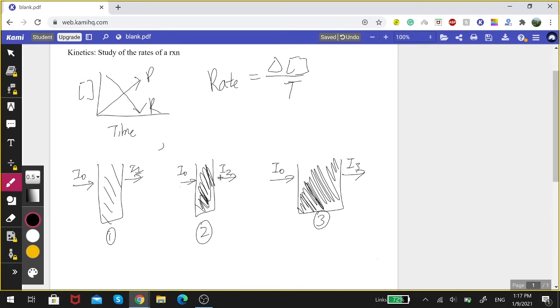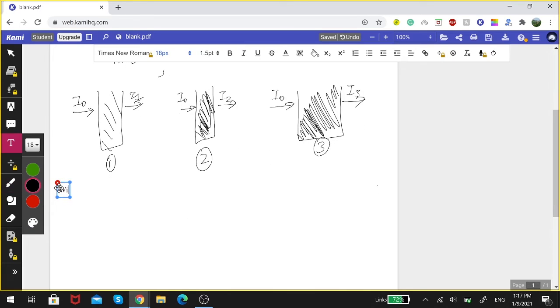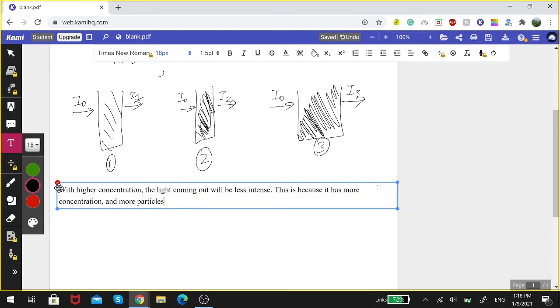Now, with higher concentration, the light coming out will be less intense. This is because it has more concentration and more particles as well. More particles will absorb more light, causing less light to be able to pass through.